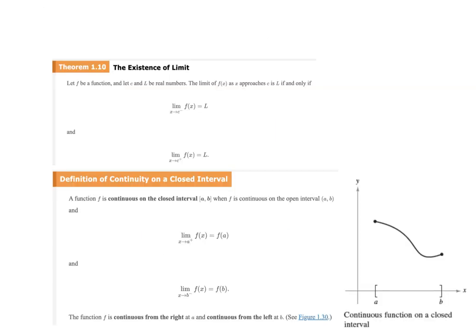All right, so now we have Theorem 1.10, the existence of a limit. The limit of f of x as x approaches c is L if and only if the left-sided and the right-sided limits match and meet each other. So this is another way to have that formal definition. The limits have to match as you go from the left and from the right.